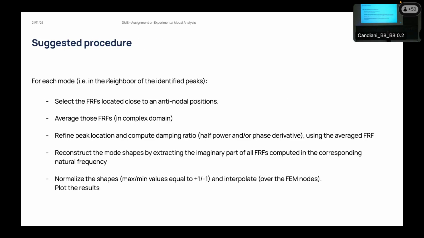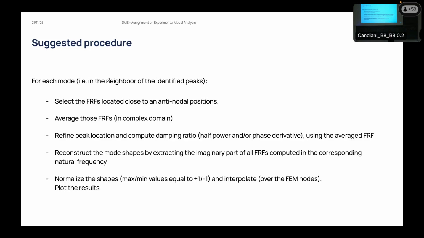This is a suggested procedure that is not compulsory. You can do whatever you want, okay? The point is to be aware of what you did and to get results that make sense, okay? My suggestion could be, let's start by focusing on one mode at a time. Focusing on one mode at a time implies computing the frequency response function and extracting the frequency response function over the neighborhood of the resonant frequency.